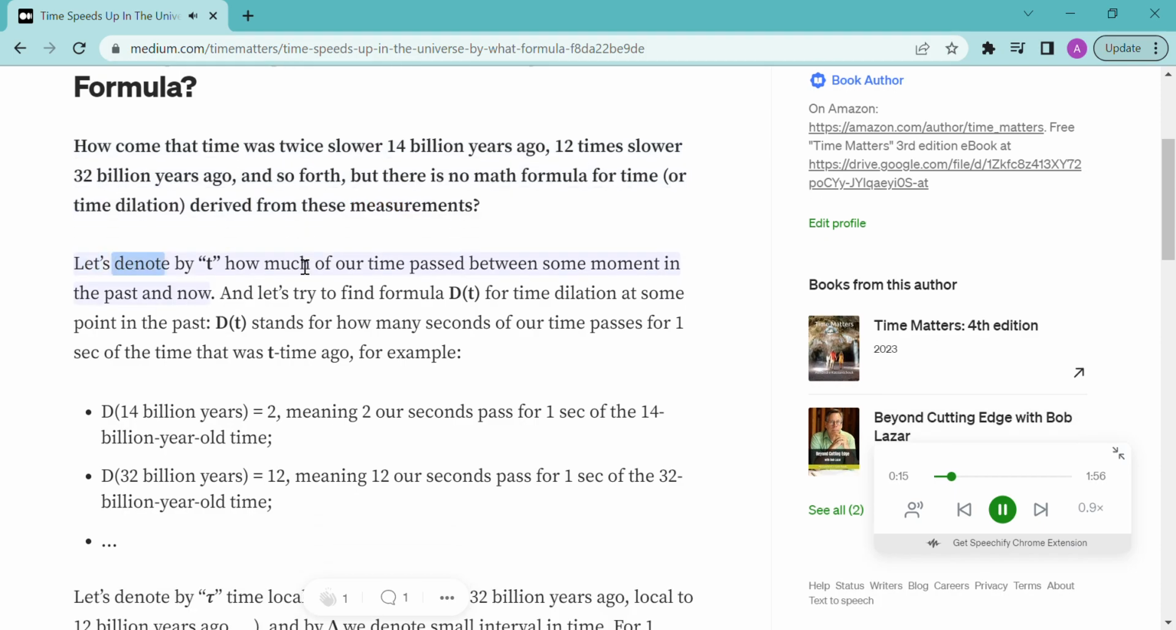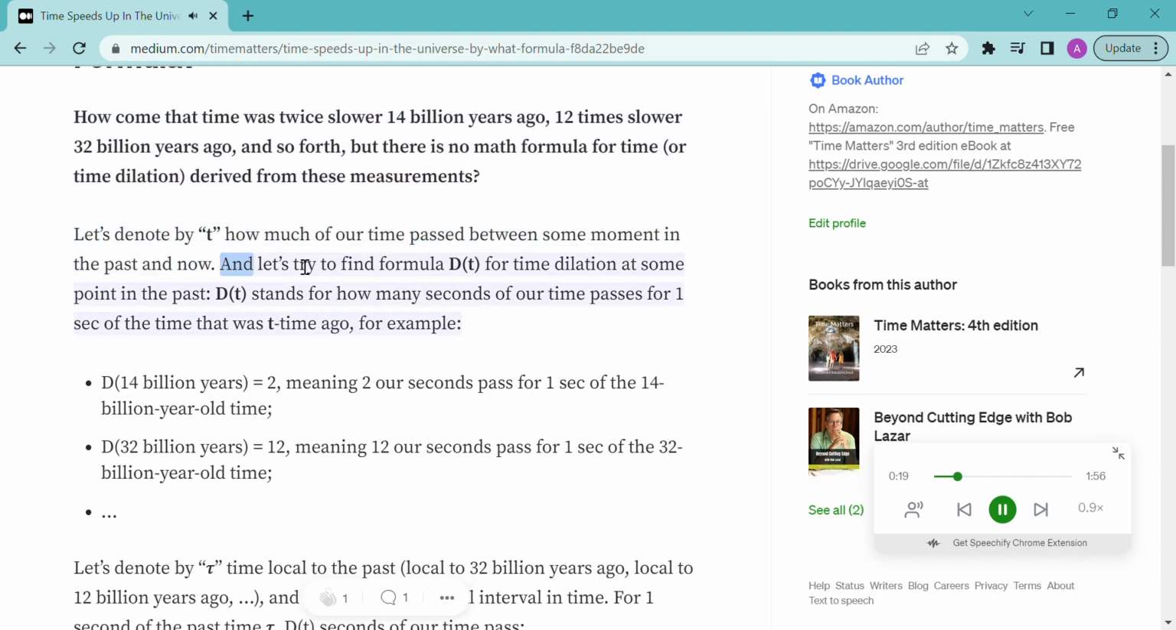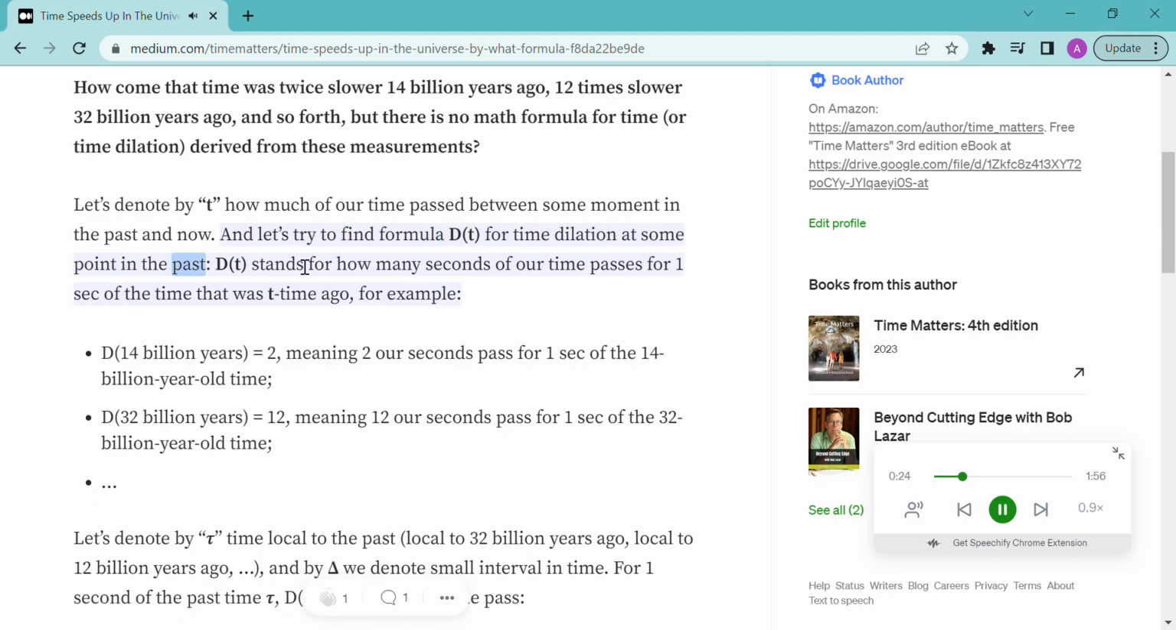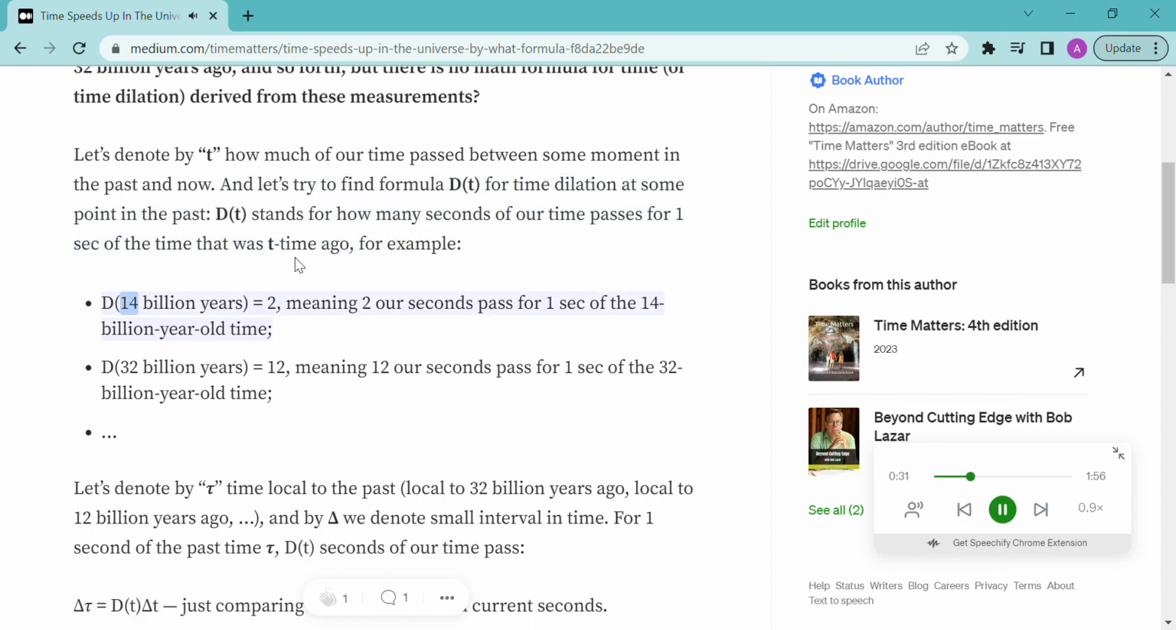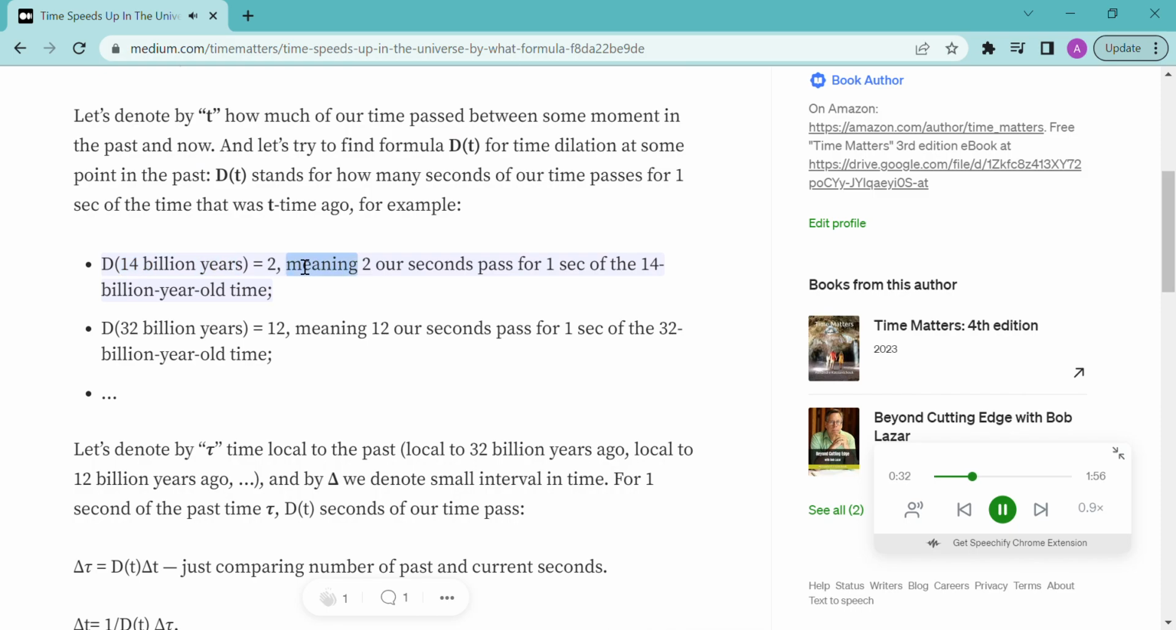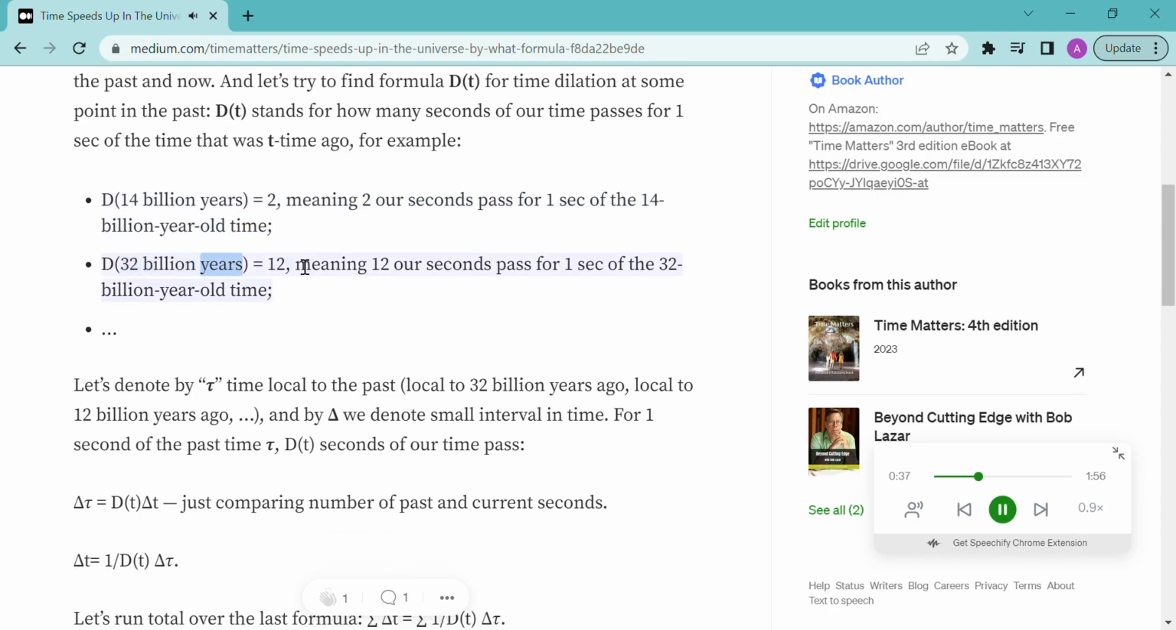Let's denote by t how much of our time passed between some moment in the past and now, and let's try to find a formula d(t) for time dilation at some point in the past. d(t) stands for how many seconds of our time pass for 1 second of the time that was t time ago. For example, d(14 billion years) equals 2, meaning 2 of our seconds pass for 1 second of the 14 billion year old time. d(32 billion years) equals 12, meaning 12 of our seconds pass for 1 second of the 32 billion year old time.